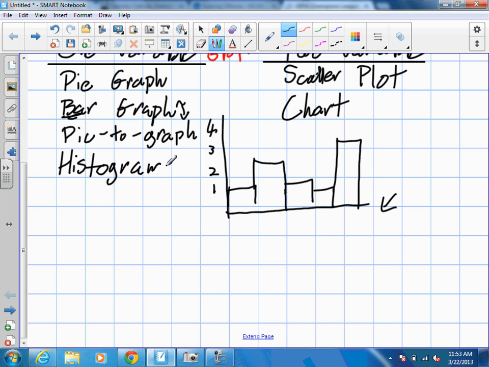A histogram actually deals with ranges. What our bar graph might do with someone's name, maybe we have Bob, maybe we have Mike, Sam. We have one person underneath. Each bar represents one person or one object, whereas a histogram will usually represent a range. So it could be like time, from 0 to 5. How many people fell in this category? And they'll give you a title. Let's say it was running.